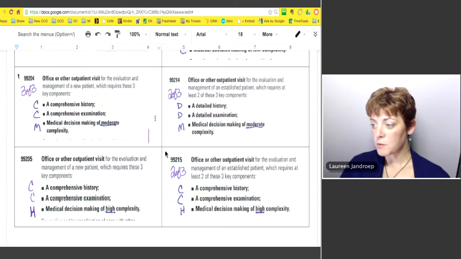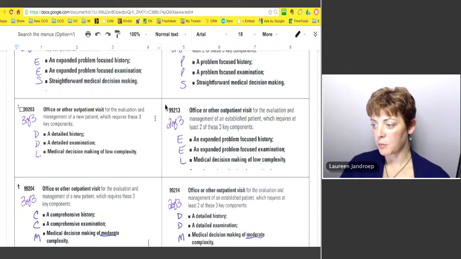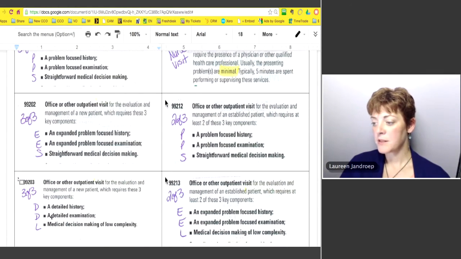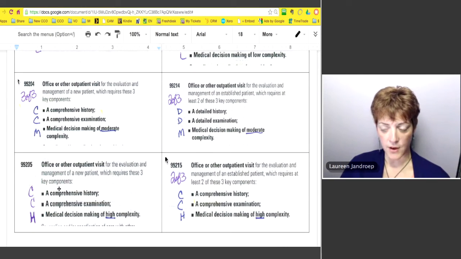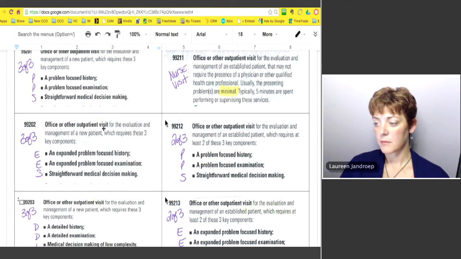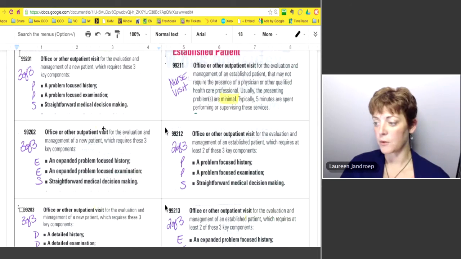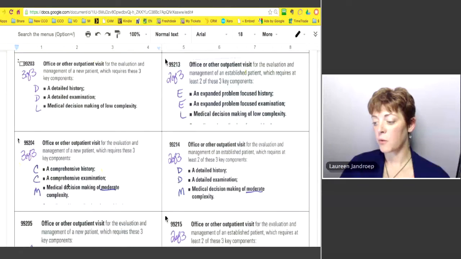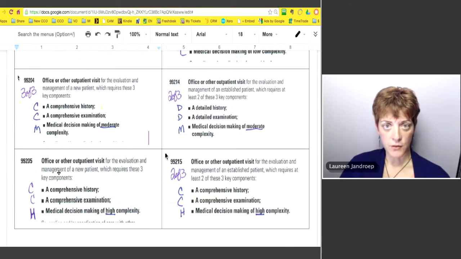So just looking at the first bullet, you can see we've got the problem focused, the expanded problem focus, the detailed, and then comprehensive shows up on a level 4 and a level 5. The exam does the same thing for this particular subcategory of E&M, office new. Then medical decision making, straightforward and straightforward, shows up on level 1 and 2. And then we've got low on level 3, moderate on level 4, and high on level 5.